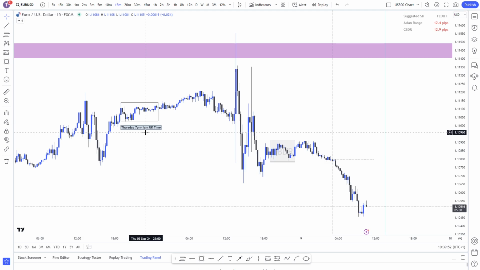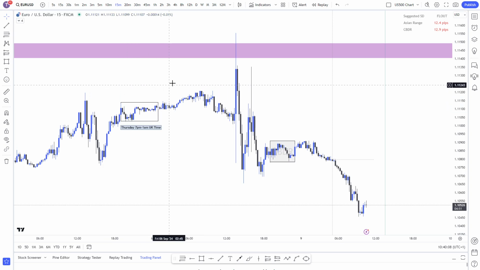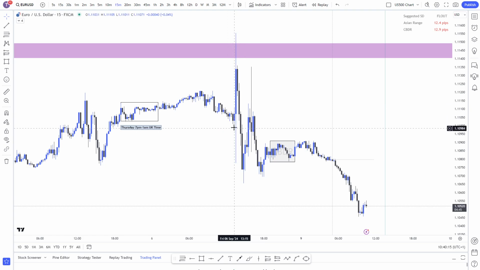I want to point your attention to Thursday between the hours of 7 p.m. and 1 a.m. UK time. This is the price action that this algorithm is referring to, which is going to be utilized in order to find the next day's range. Now, it doesn't always work like this.